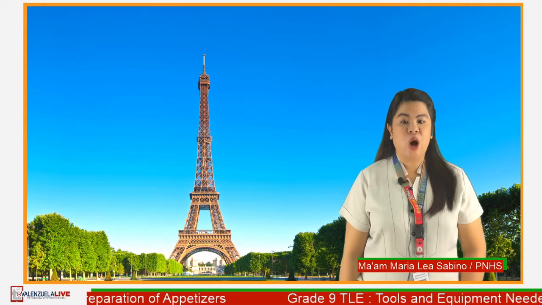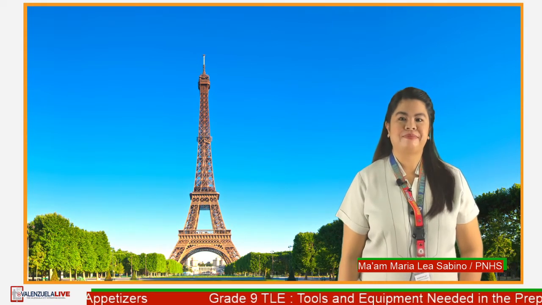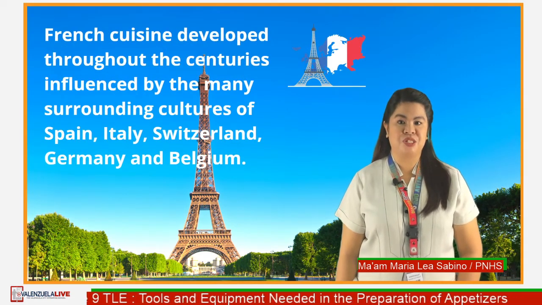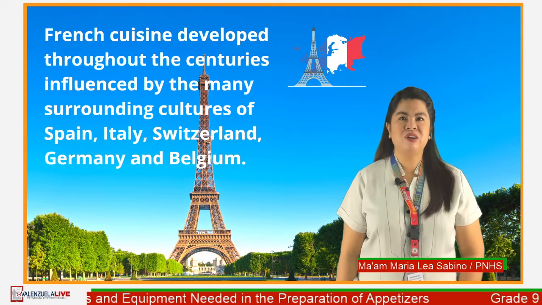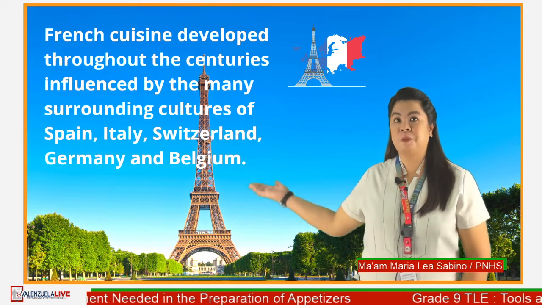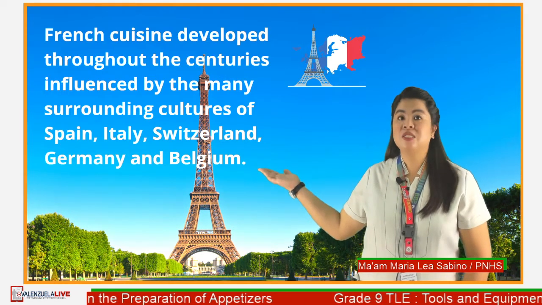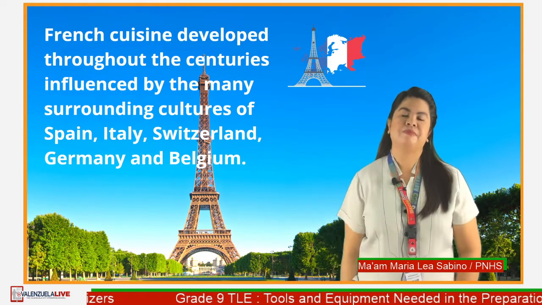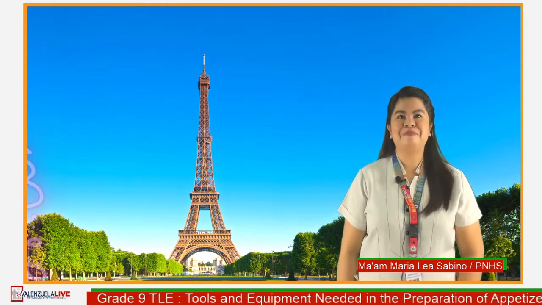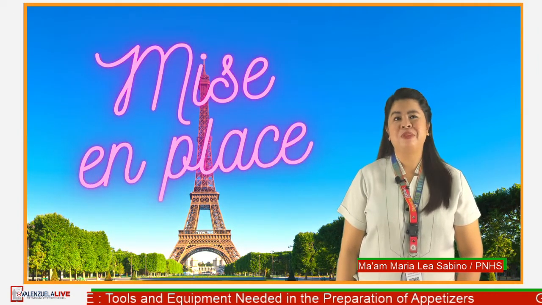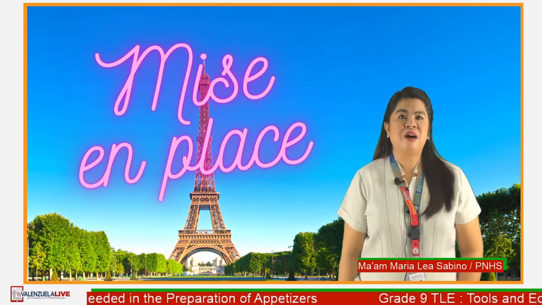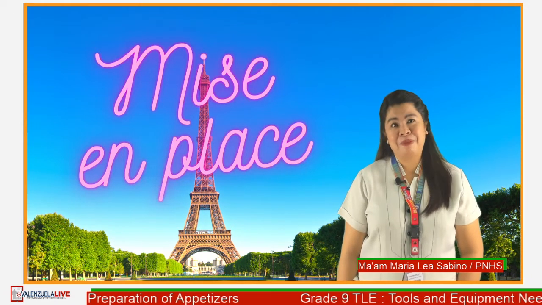Let us talk about the foods. French cuisine developed throughout the centuries, influenced by many surrounding cultures of Spain, Italy, Switzerland, Germany, and Belgium. Mise en place. A new word. How do I pronounce it? Mise en place?